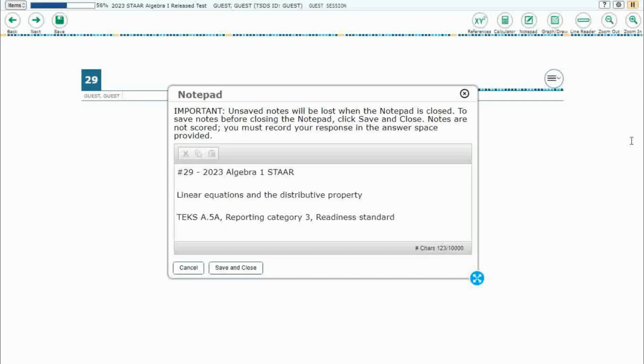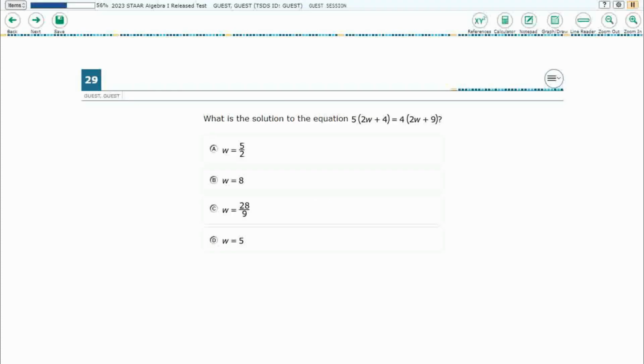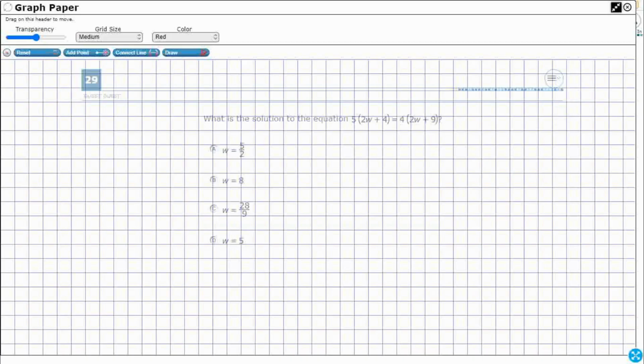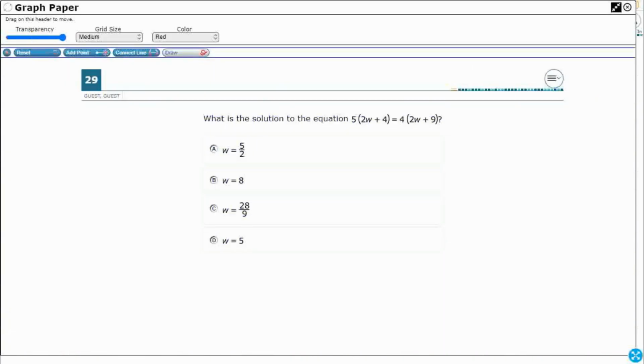Number 29 has us looking at linear equations and the distributive property. This is a readiness standard, TEKS 8.5a, reporting category 3. So this is pretty straightforward. It's asking us, do we understand how the distributive property works? So distributive property is very important for us, right?